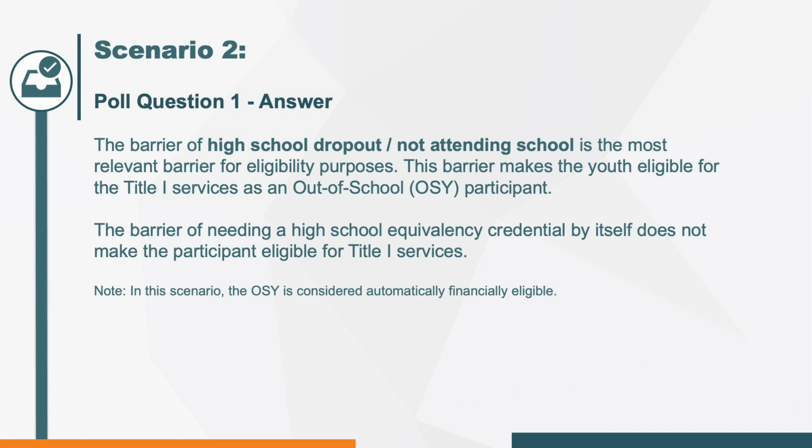Okay. But for this question, 54% have answered high school dropout, not attending school, which is the correct answer. The barrier of high school dropout, not attending school, is the most relevant barrier for eligibility purposes. This barrier makes the youth eligible for the Title I services as an out-of-school youth participant. That barrier of needing a high school equivalency credential by itself does not make the participant eligible for Title I services, however. I will note, in this scenario, the out-of-school youth is considered automatically financially eligible.